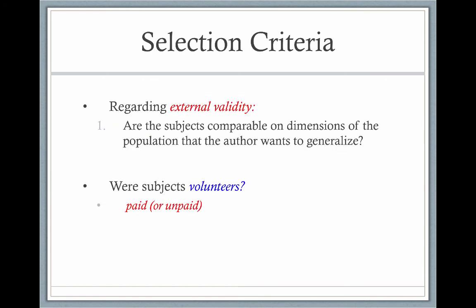With external validity, that's what I just said. Are your two groups lined up? Was there subject randomization or subject matching? Were subjects volunteers, or were they paid or unpaid? That's going to be listed in the methods section too. Subjects were paid for their participation or not paid.